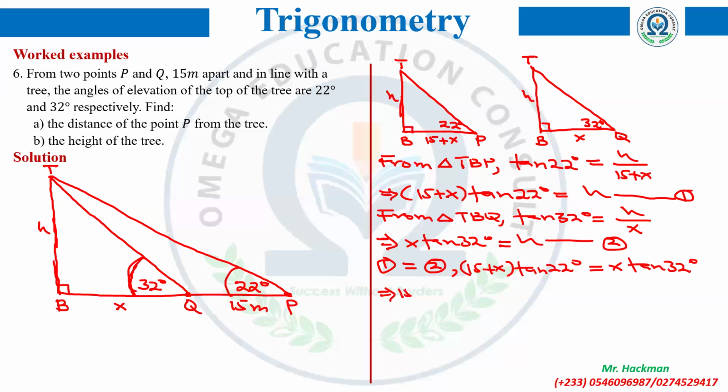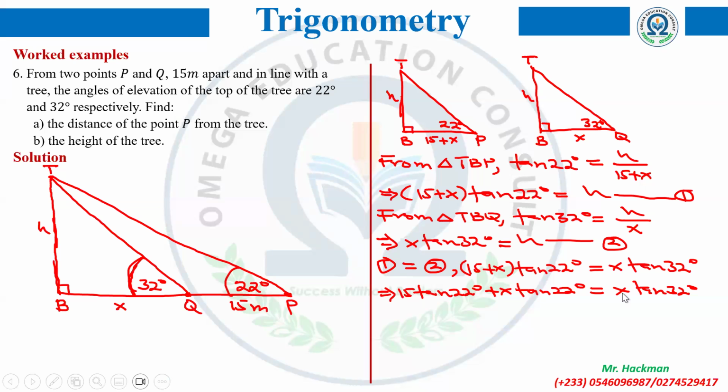So we get 15 tan 22 degrees. Then plus x tan 22, do you agree? Yes, please. That should be equal to x tan 32 degrees, all correct. So what are we looking for? We are looking for x, right? Yes, sir. Okay, so it means we have to collect all the terms in x on one side.